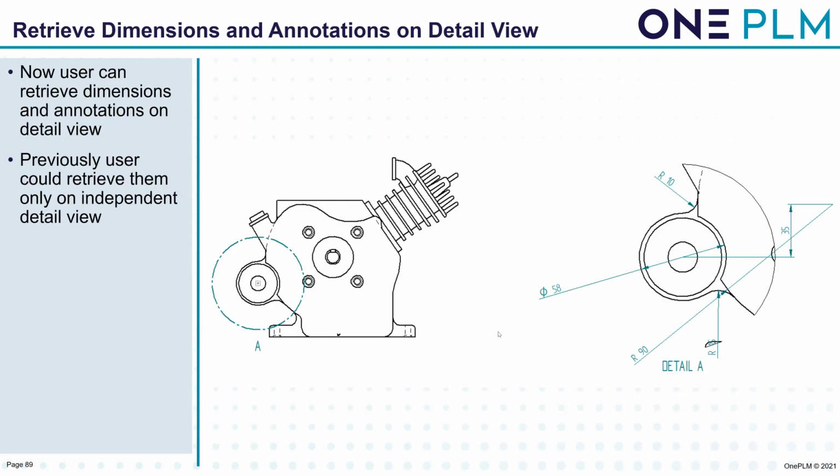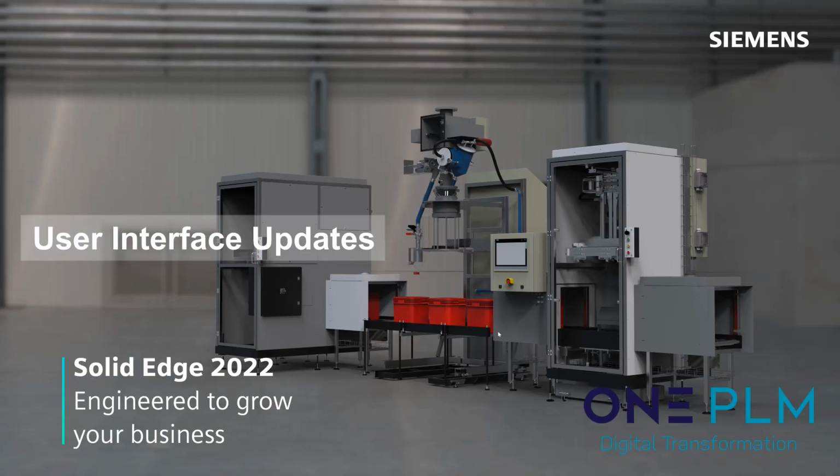Retrieve dimensions and annotations on detail views. So we can do that now. If we've got a detail view, we can click on retrieve dimensions, a little icon with, I don't know, a hand pointing or hand picking the dimension. We can do that with a detail view and bring those through. And remember, they will be associative as well. So in that example, the 58, if suddenly I added a tolerance onto it, that would then update. It would go a grey colour, and you'd be able to update those options on there.